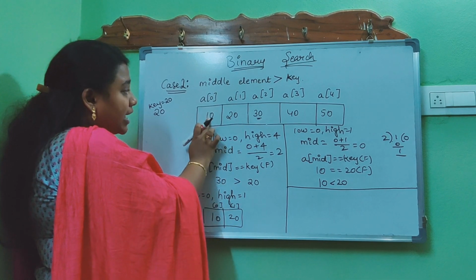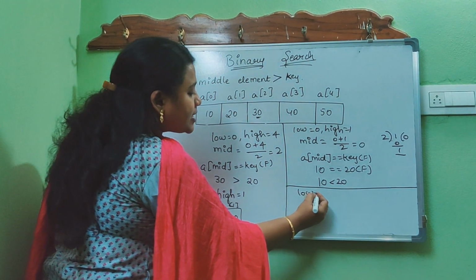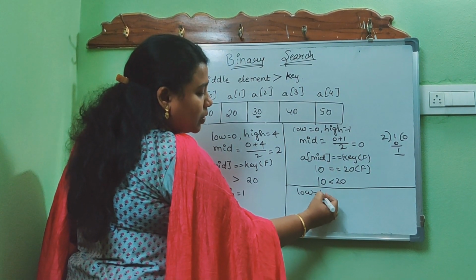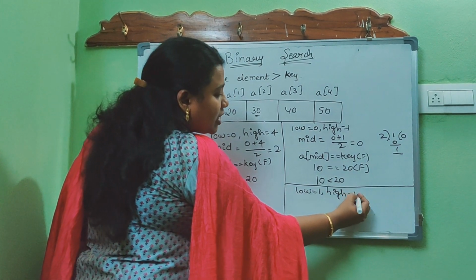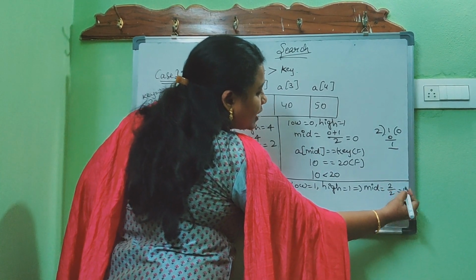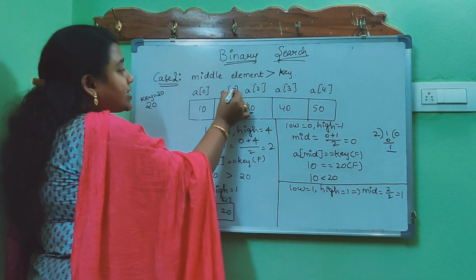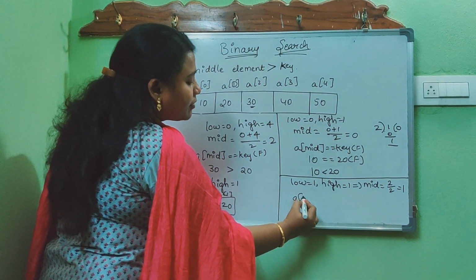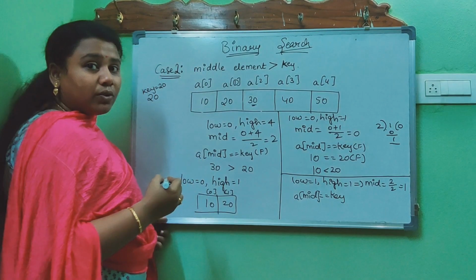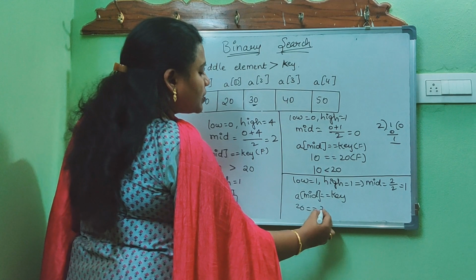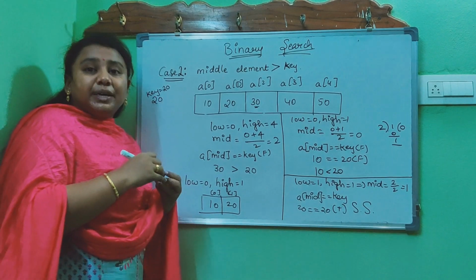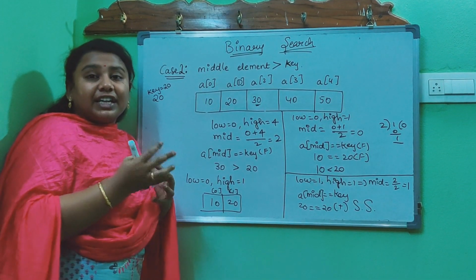Now I have to make the low value as mid plus 1. What is mid value previously? 0, plus 1 is low, and high value will be 1 itself. Now how do you calculate the mid value? 1 plus 1, 2 by 2. What is the value? 1. Now mid value became index 1. So now search here. A of mid equal to key or not. Now 20 equals to 20. The search is successful. This seems a bit confusing to everyone while we are calculating it.